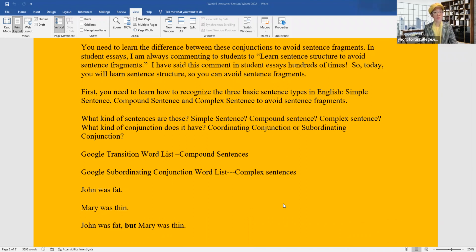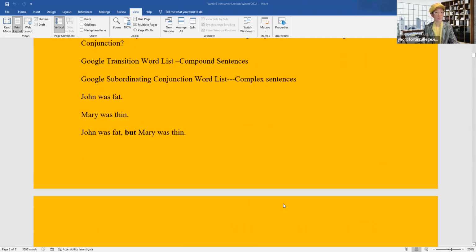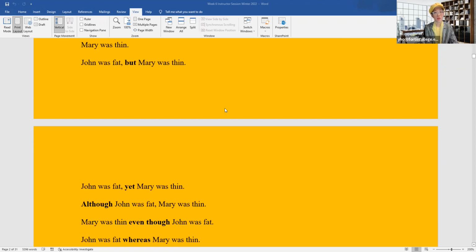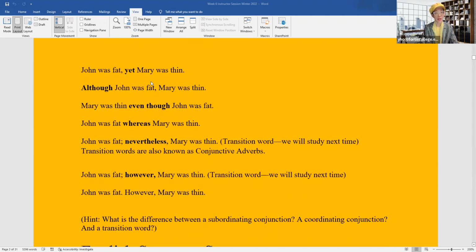When you have a simple sentence, the very first one, John was fat, Mary was thin. Those are simple sentences. Then when you add in coordinating conjunctions like FANBOYS: for, and, but, or, nor, so, yet, then it becomes a compound sentence. So here you have John was fat, but Mary was thin. That's a compound sentence. And when you add in a subordinating conjunction, it becomes a complex sentence. Although John was fat, Mary was thin. Mary was thin even though John was fat.